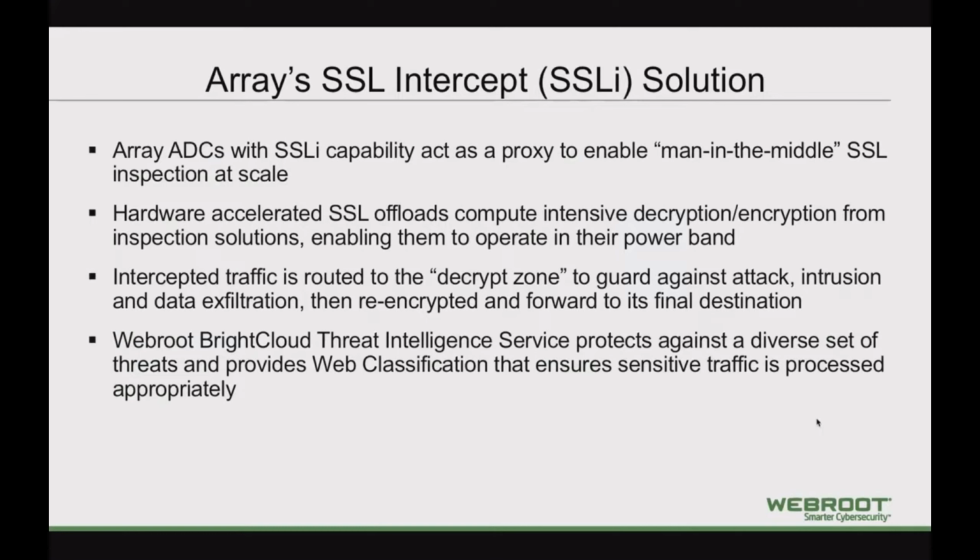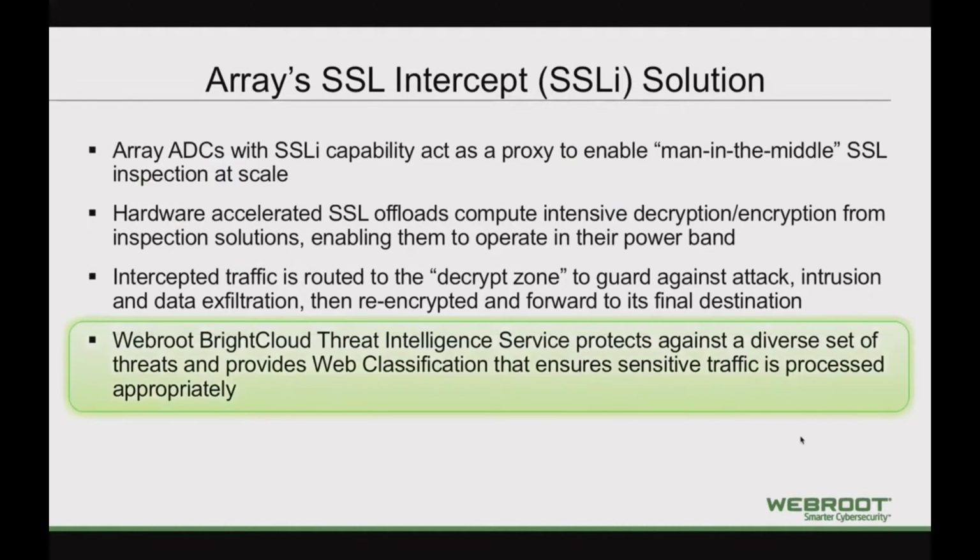And then finally, on top of that, we have over 82 different categories associated with our web classification service. That means that sensitive traffic can be processed the right way. You can get the most dynamic data you need for high caliber compliance and use all of the features and functions of Array's SSL Intercept in the best possible way to benefit your business.